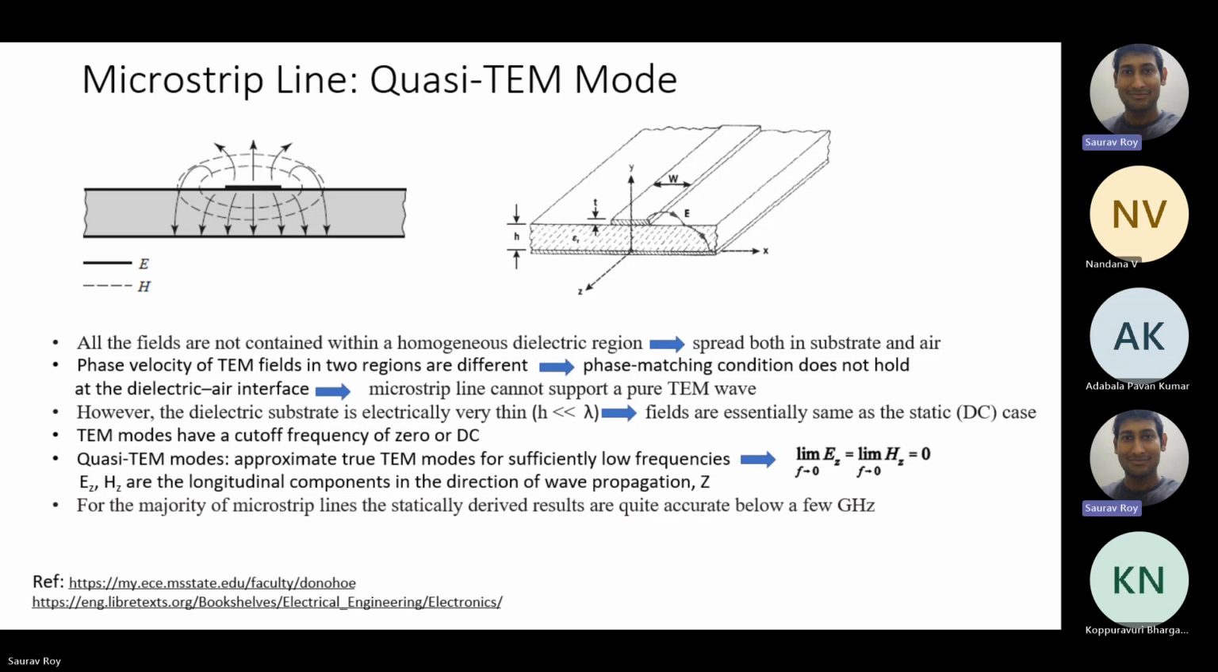If it was only one substrate, the same TEM mode would happen. But the wave is the same while the medium is different. So the same TEM field will have different phase velocity in different mediums. That's why the phase matching condition will not hold. Do you understand this point?